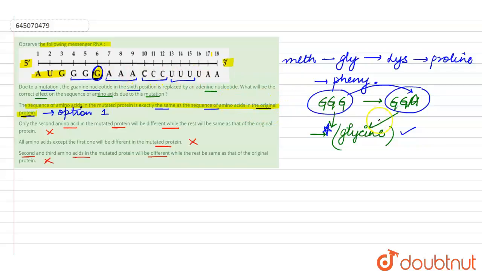But now, since it codes for the same type of amino acid even after the mutation, this is going to code for exactly the same type of protein. So this is all about this query. Option number 1 becomes the right answer for this question.